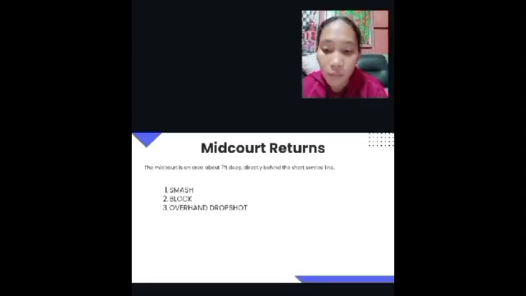So first is the smash. If you have already established an attack and the shuttle comes to you as a weak return from your opponent, continue the attack by smashing your return. Second is the block. You may use it to make defensive mid-court returns because your opponent has hit an attacking shot that is headed for the floor. This defensive return should be a block that you try to keep low and wide to your opponent's front court.